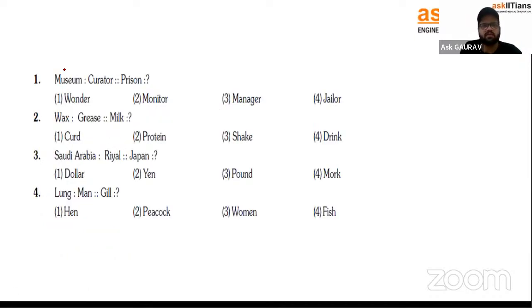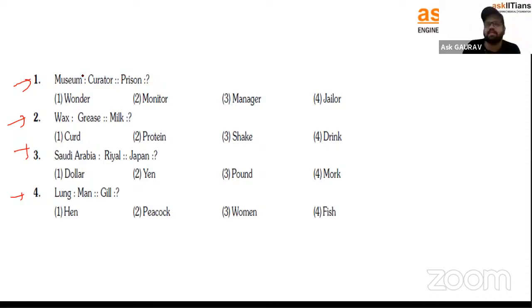Okay, guys. Some questions are there for you. You have to do that. Analogy pairs are there, right? You have to do that. So very first question is: museum is to curator, then prison is to what? Tell me. Museum is to curator, then prison is to, yes, many guys are saying jailer.